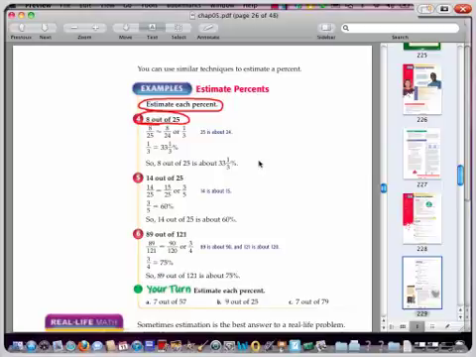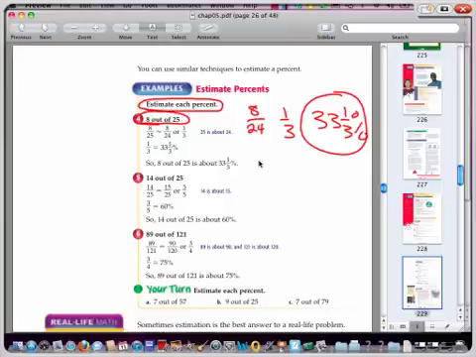8 out of 25, if it were 8 out of 24, I know that 8 would go into 24 3 times, so I know that would be a third, and I could say that that is 33 1/3%. So that would be a pretty good estimate.